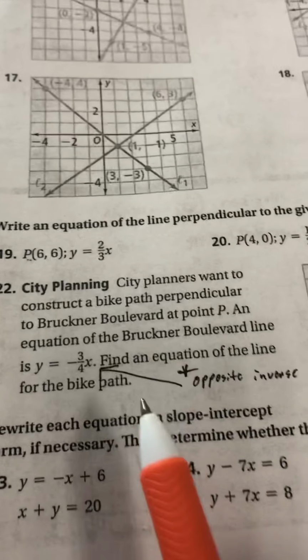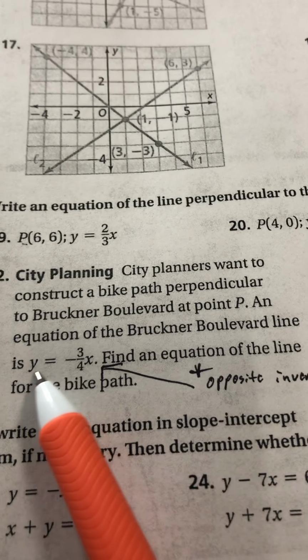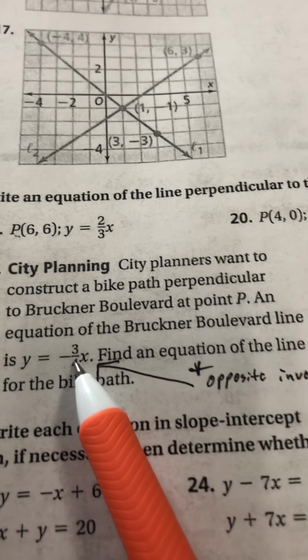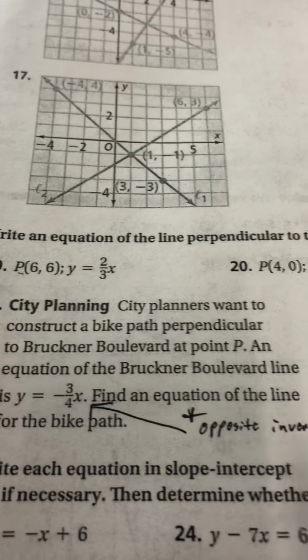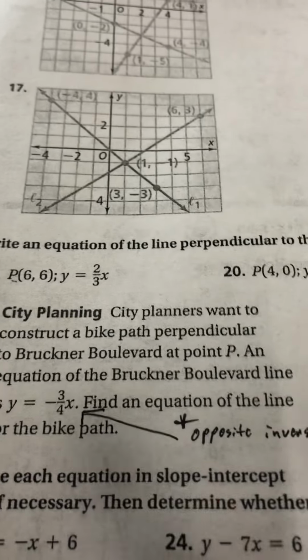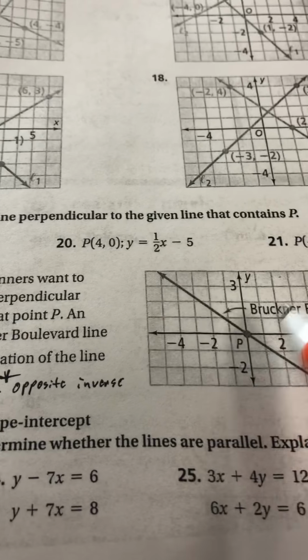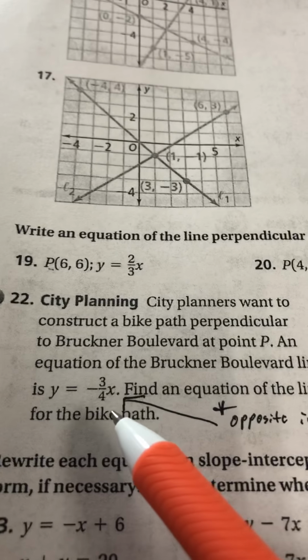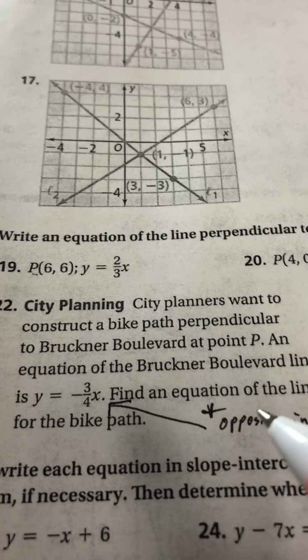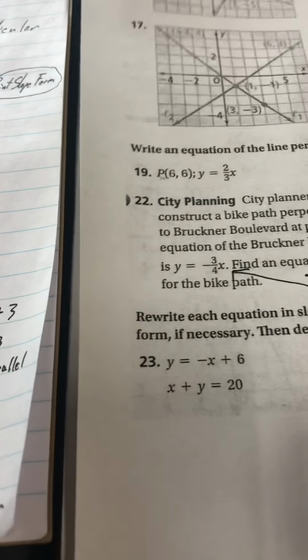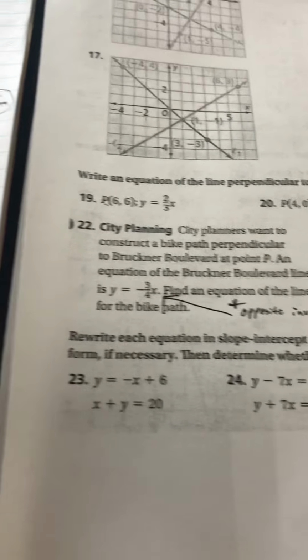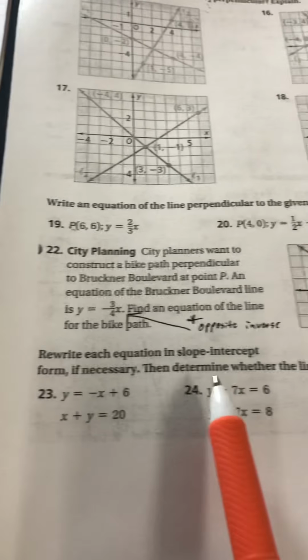For 22, it's not that difficult. All you have to do is write this equation with a different slope. This is a -3/4. So you just have to rewrite this with an opposite inverse slope, and you'll find the equation, because it's going to go through the origin (0, 0). So it's going to be y equals 4 over 3x. And you're good.